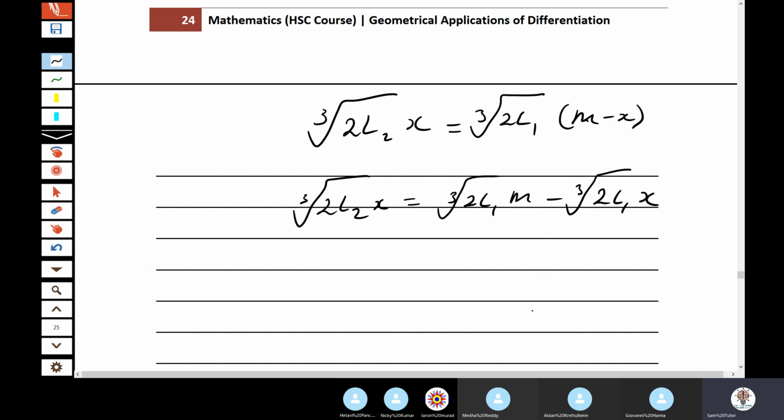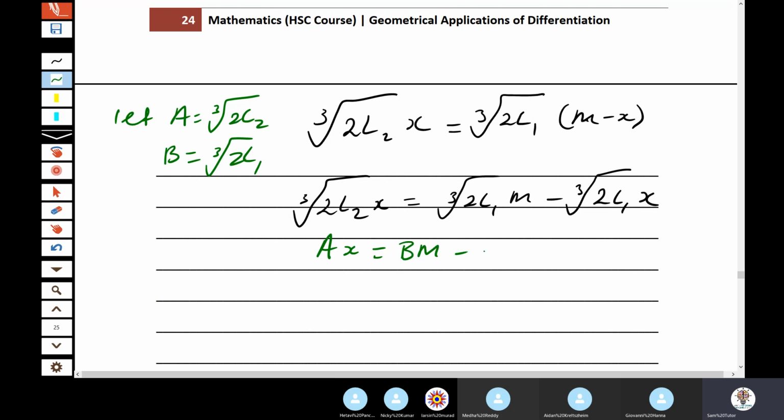You know, I've even seen some students do, and why not? I just don't want to do it at the beginning, but they go, let a equal to cube root 2L2 and b equal to cube root 2L1. So then that way they don't have to actually use cube root 2L2. They can just replace this for ax equals bm minus bx. Totally fine. Probably easier to write. Yeah, but we're not going to. I'm just trying to say, if you want to not keep writing it like this, you can.